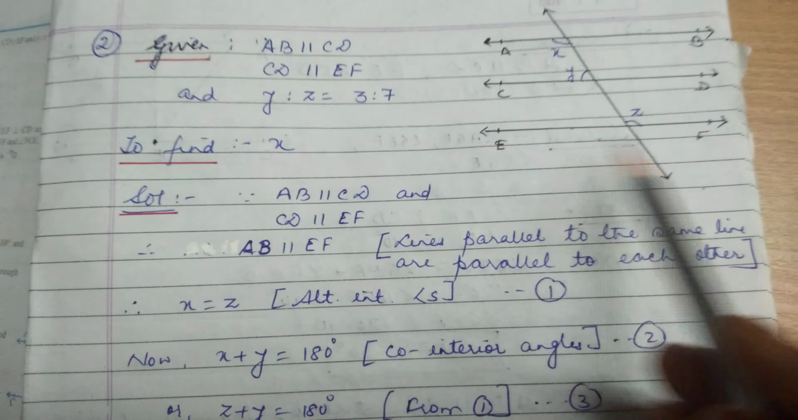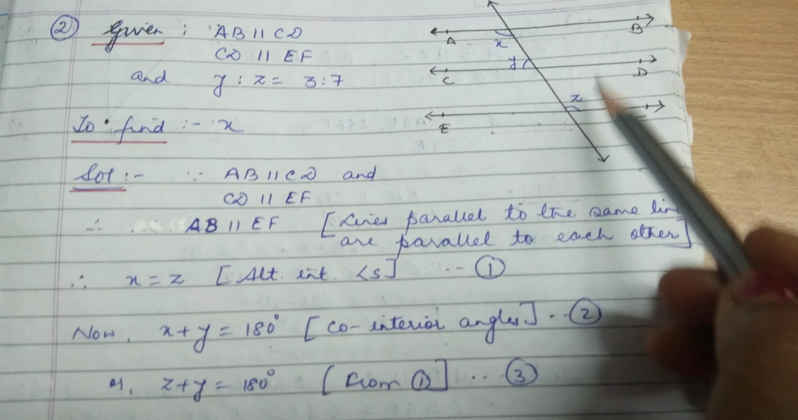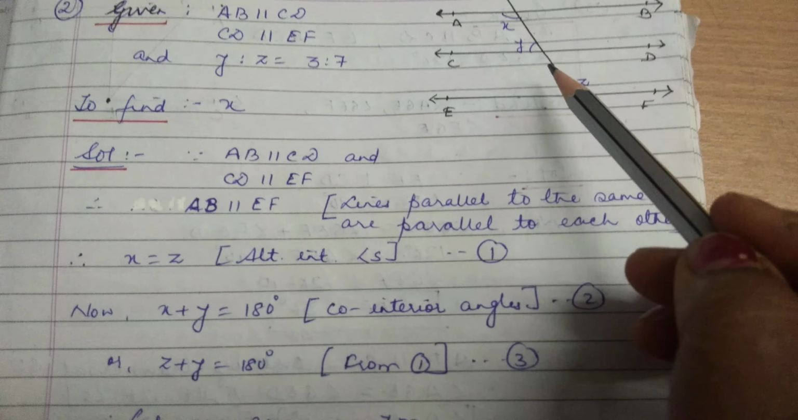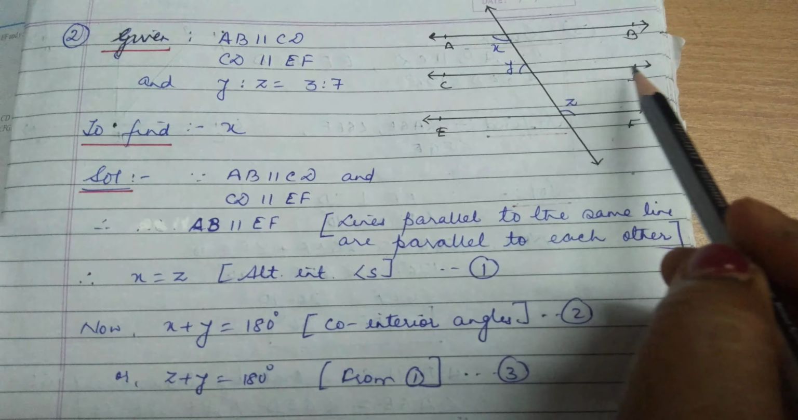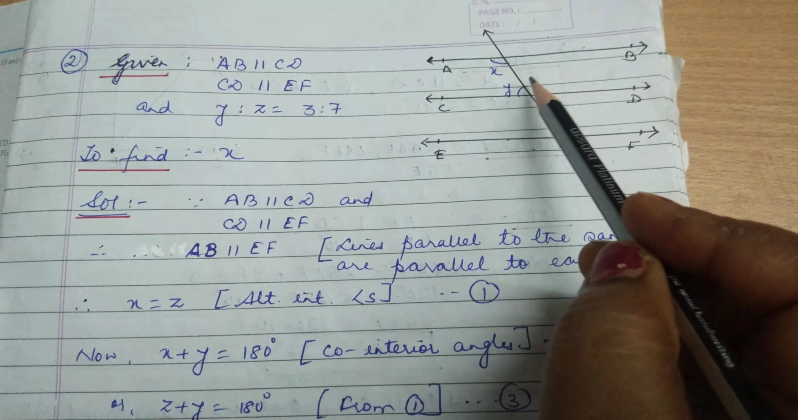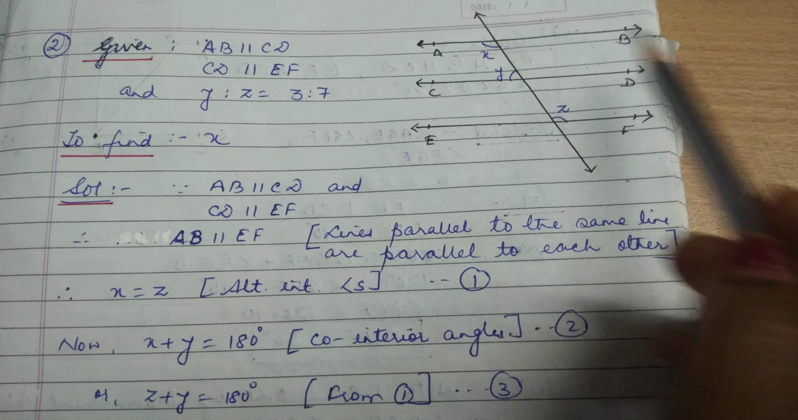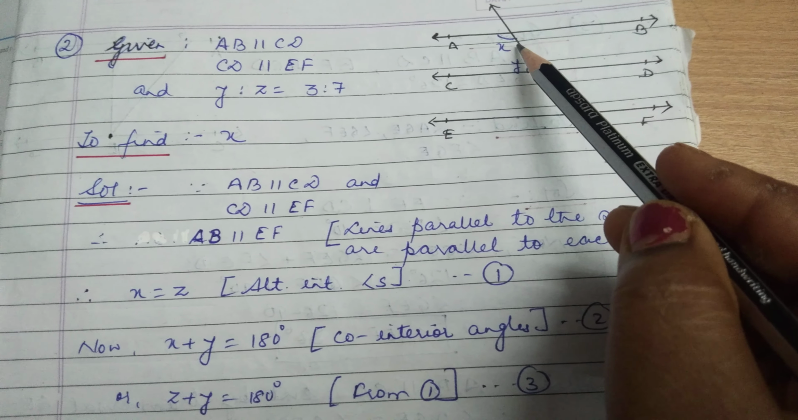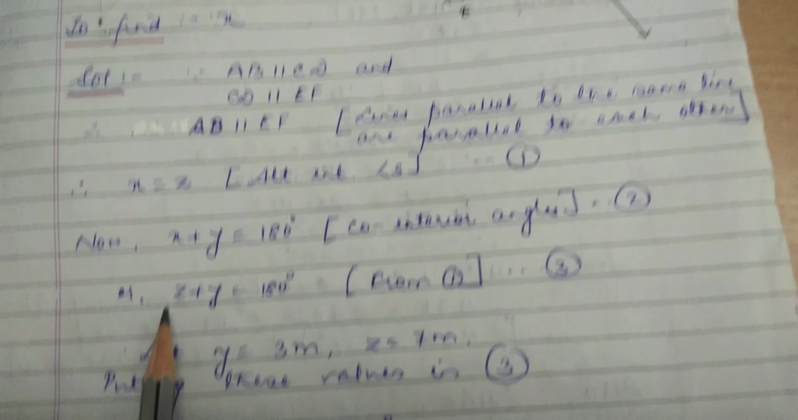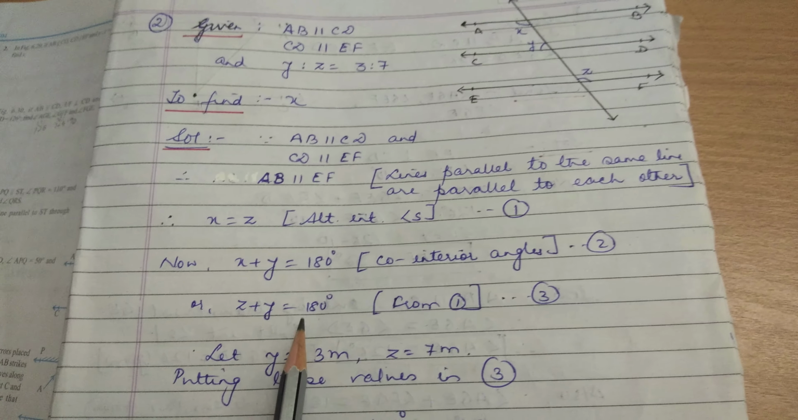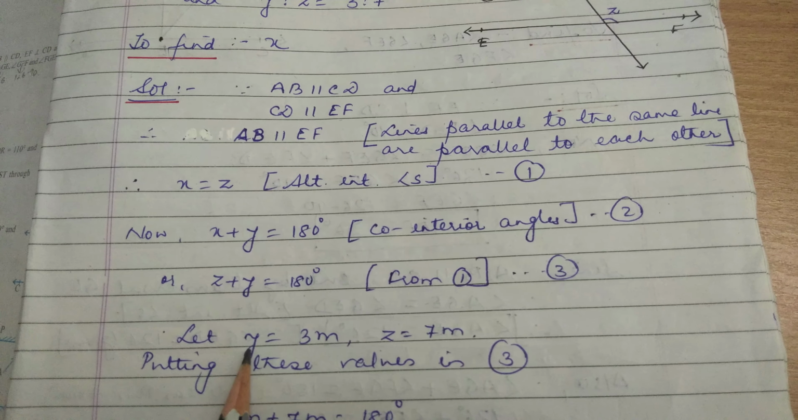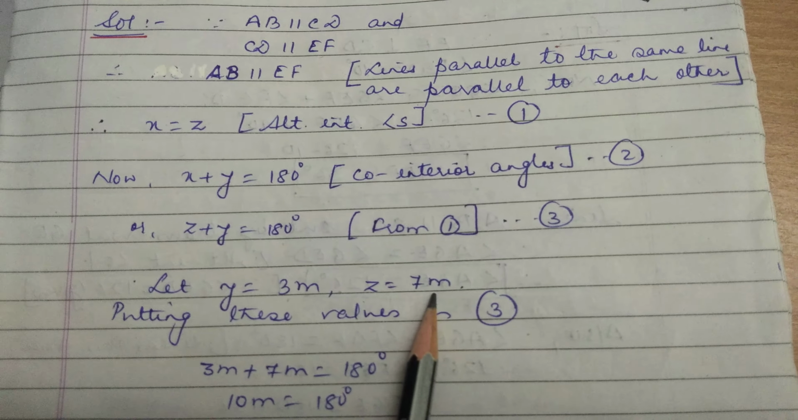So if AB is parallel to EF, means angle x will be equal to angle z, alternate interior angles. Now see this, AB is parallel to CD, so angle x plus angle y will be equal to 180 degree because they are co-interior angles. Now in place of x, which we have already shown that x equals z, we can write z plus y equals 180 degree. Now it is already given in the question that y is to z is 3 is to 7. So let angle y equal 3m and z equal 7m.